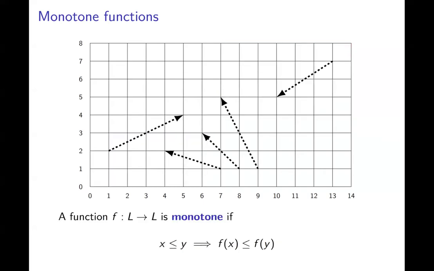A function f that is defined from the complete lattice and maps it back to itself is monotone if for any pair of points x and y, where x is lower than y, the value that f gives to x, so f(x), is lower than the value of f(y).